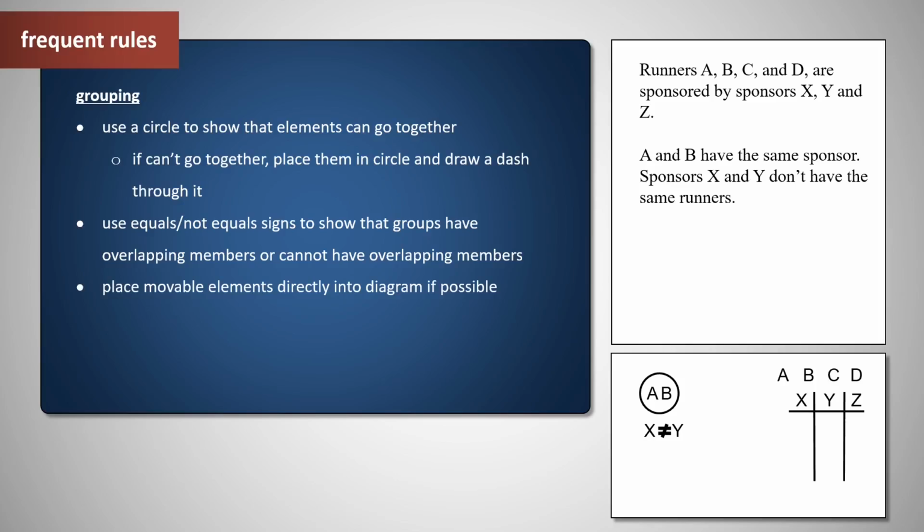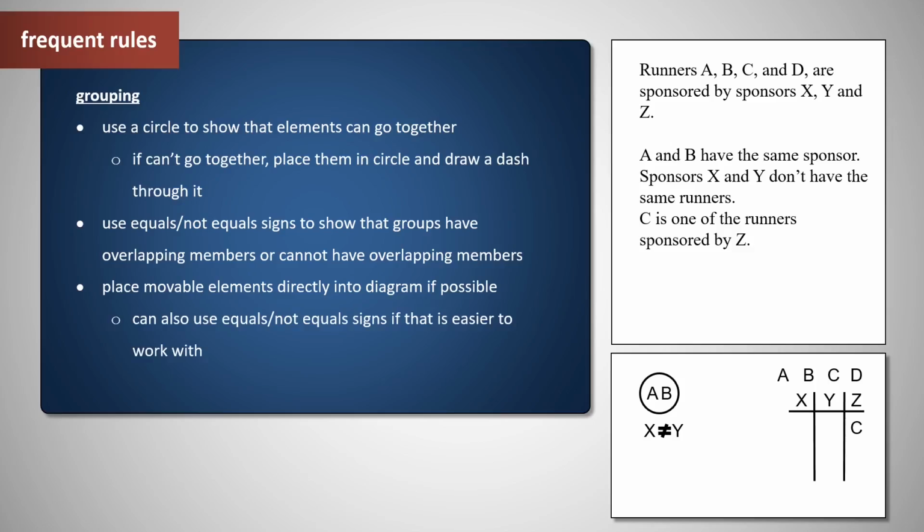And as usual, you can place your movable elements directly into the diagram if it's possible. So C is one of the runners sponsored by Z. Well, you can just put the C straight into that slot. So basically, you just put it in there, and you know that once again, anytime you make the diagram, the C has to be there.